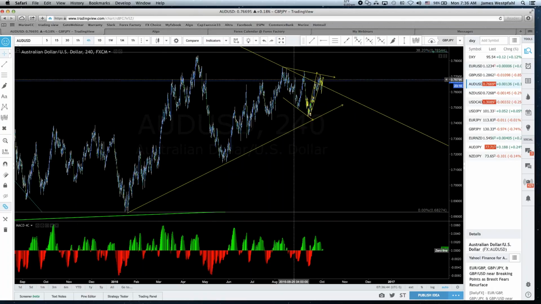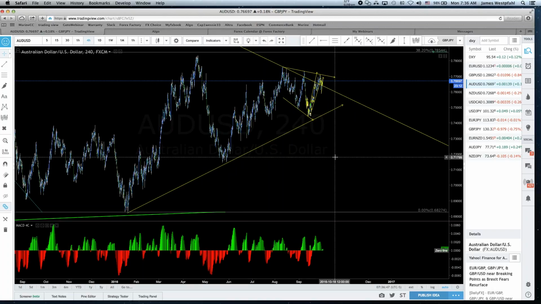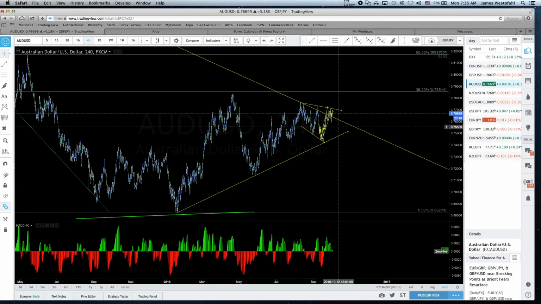So yeah, it's right at that trend line. So we'll see what it does. It could still give you one more poke and come back down though. And then your trend line just moves a little bit up.